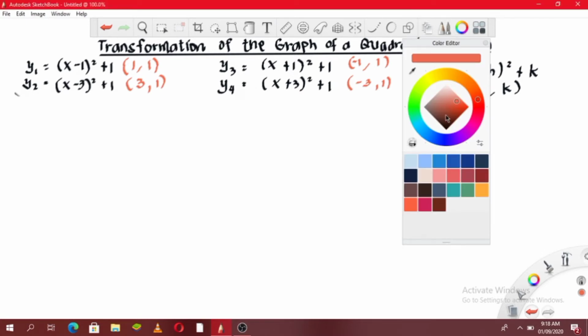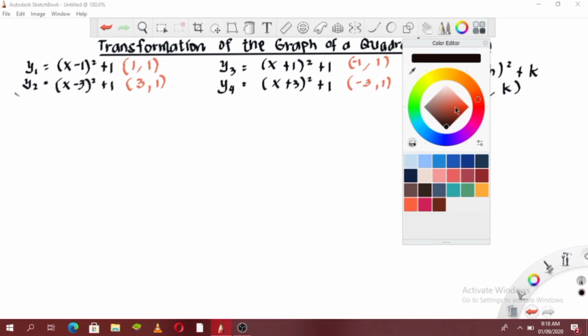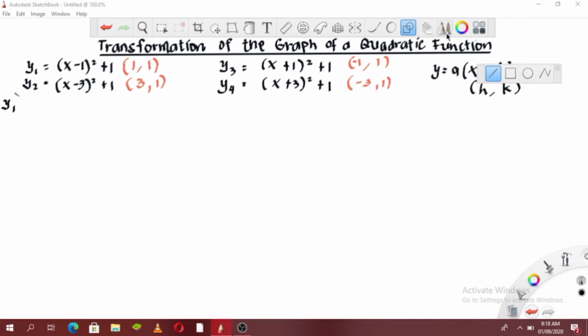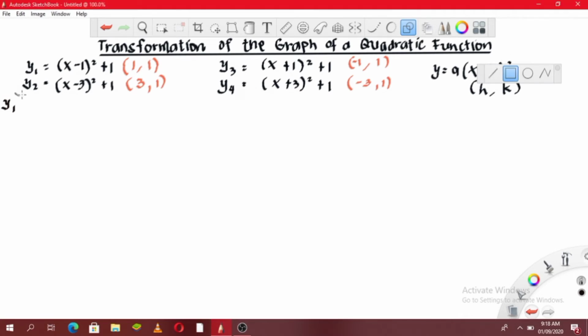Okay po? So, now, let us get the other 2 points ng bawat functions, okay, before tayo mag-graph. So, let's start with y sub 1. So, mag-prepare tayo ng table of values para doon natin ilalagay yung mga points. So, if you'd like to learn more about getting the points on the graph of a quadratic function, I made a video po about graphing quadratic functions. Okay po?